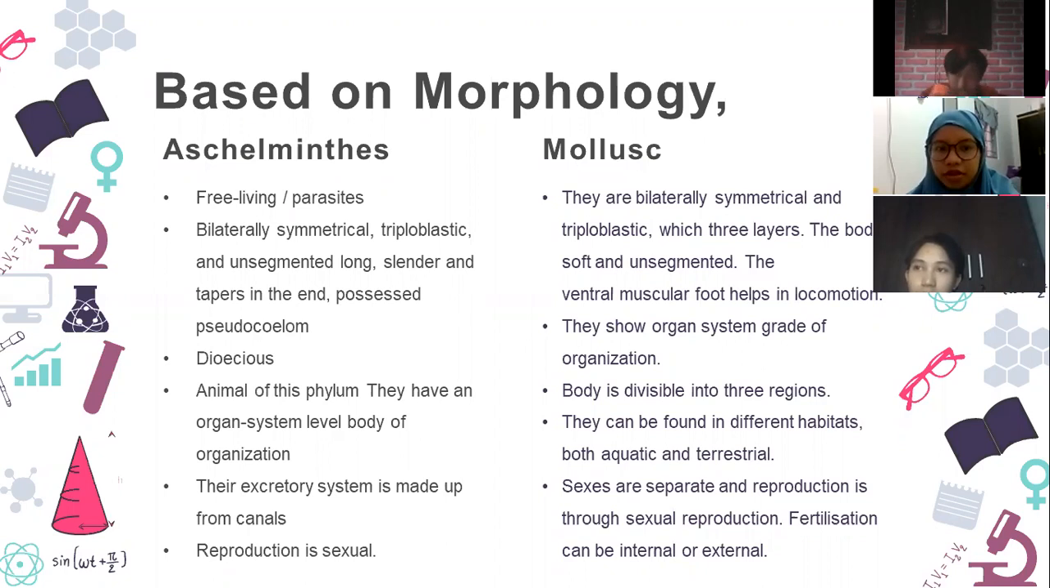Next, they are dioecious. What is dioecious? Dioecious is a creature where the males are much shorter than the females. And animals of this phylum have an organ system level of body organization.